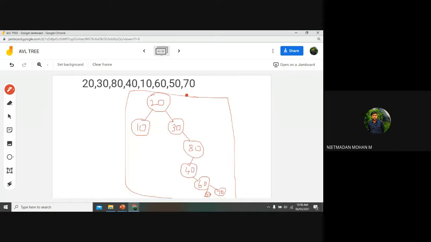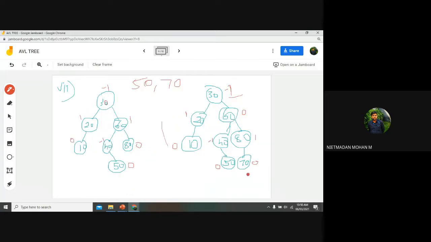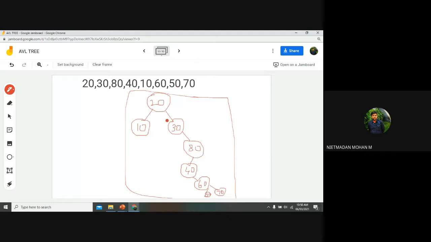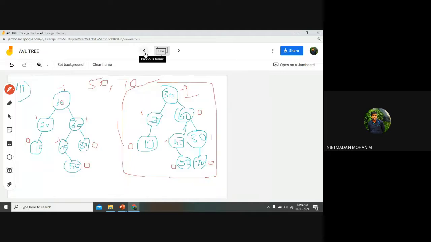Can you feel the difference from when you are using the AVL tree? This is the structure by using the AVL tree. So binary tree is the simple method of searching technique. But apart from the binary tree, we have an advanced tree that is known as an AVL tree.